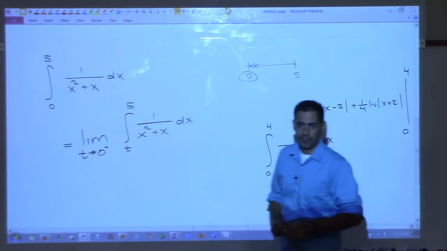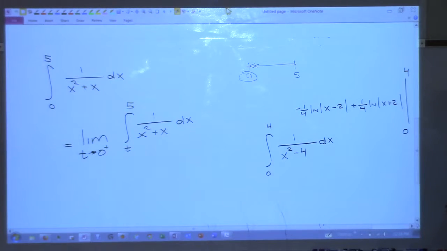Yes. Does it always diverge if it has a problem? No. If you divide by 0? No. So it's not? No. Yeah.